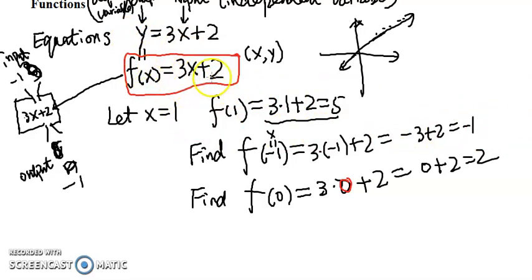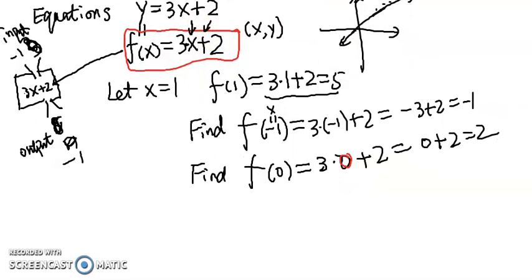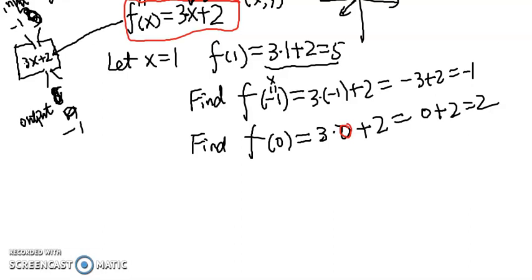Because in this function, the operations we have are multiplication and addition. You can multiply any number by 3, and you can add 2 to any number. But there are some operations we cannot really do. For example, with division, we cannot divide any number by 0. If you want to do 3 divided by 0, it's undefined.